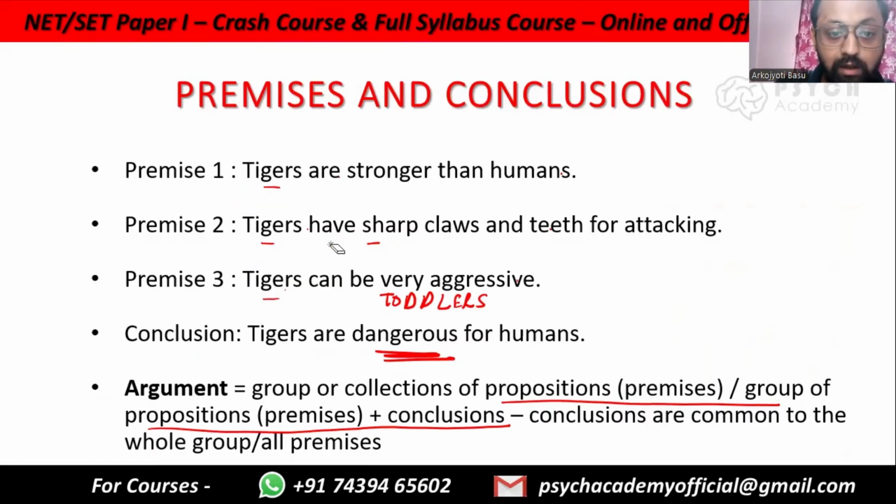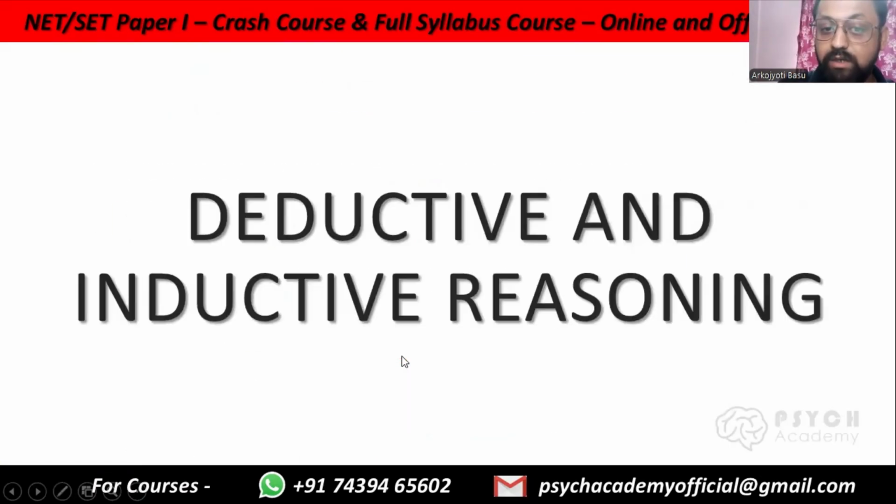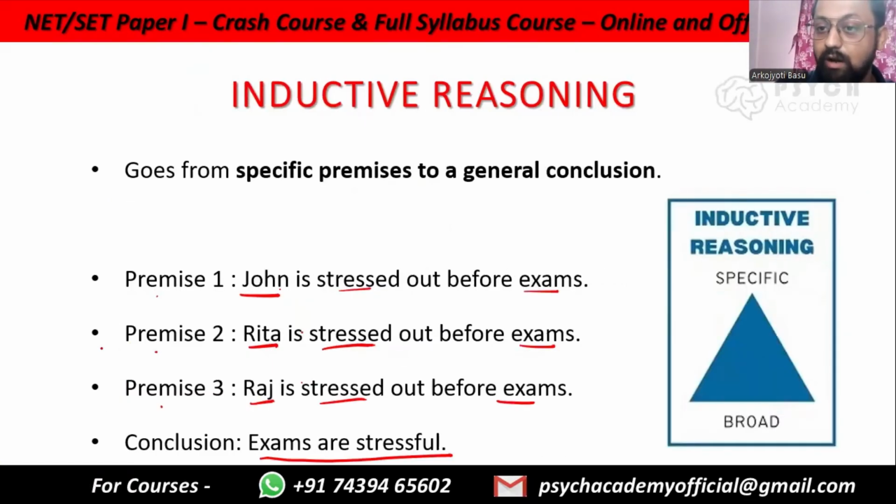I'll remove gorillas, rats, and toddlers. In this part, you had to make an added assumption that being stronger leads to danger for humans. Having sharp claws and teeth leads to danger for humans. Being aggressive leads to danger for humans. You still had to have these implicit assumptions, which out here, you did not have to do.